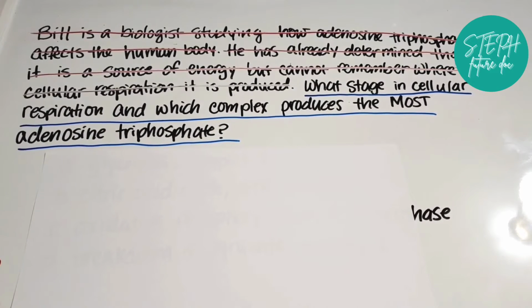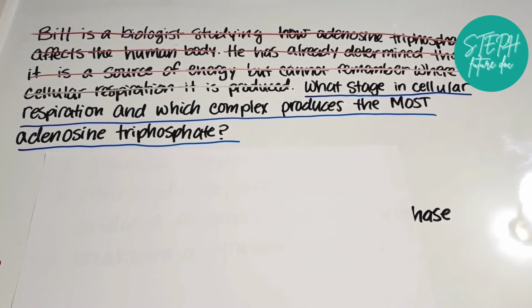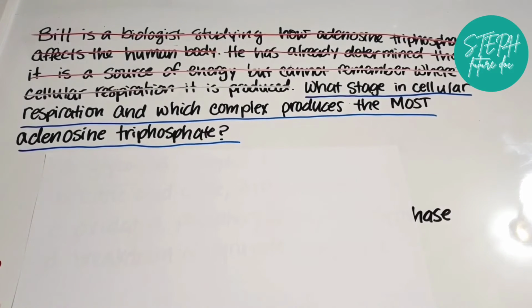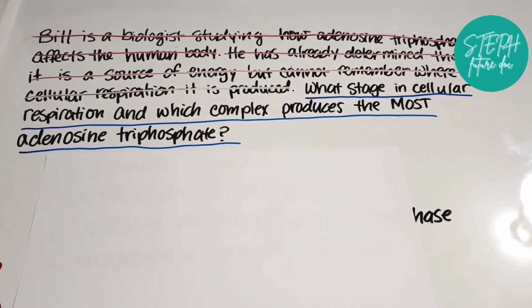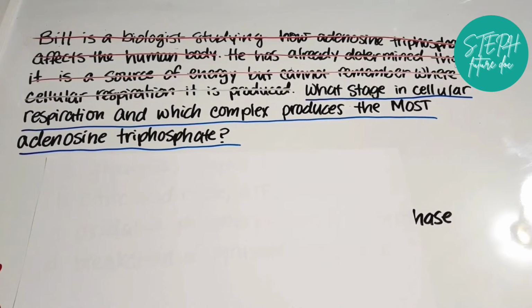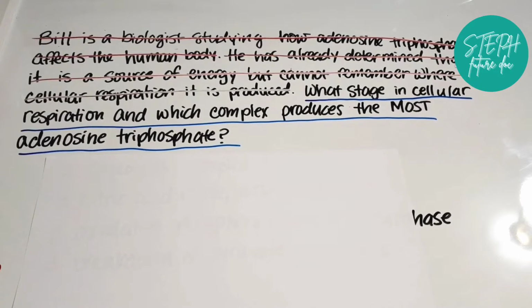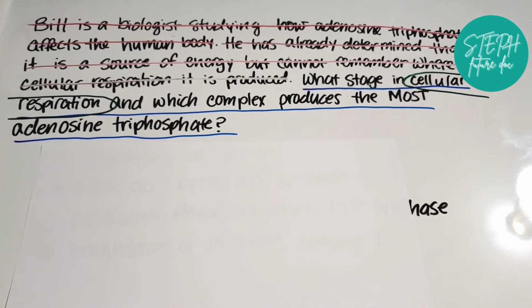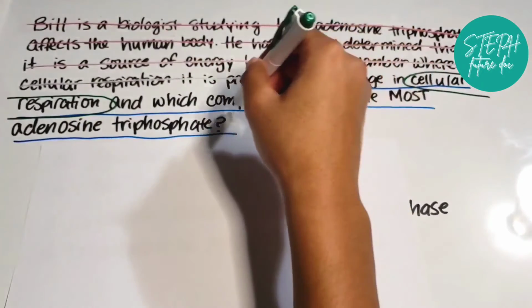Okay, after this, we need to go ahead and determine what the topic of the main question is. Right now, we can tell that cell respiration is the main topic that we're talking about. We're talking about the production of adenosine triphosphate.